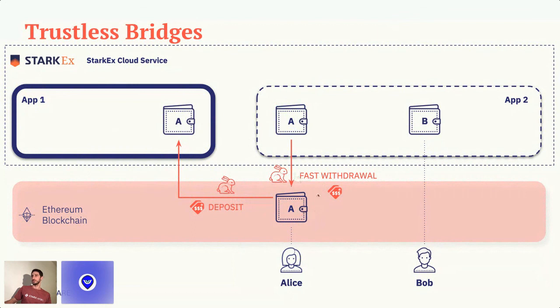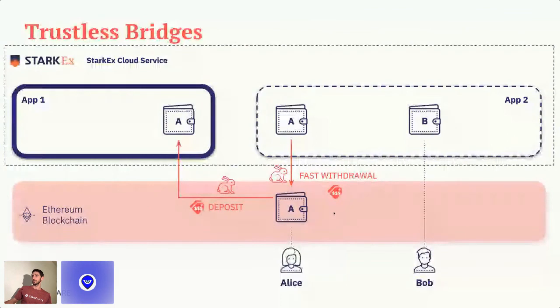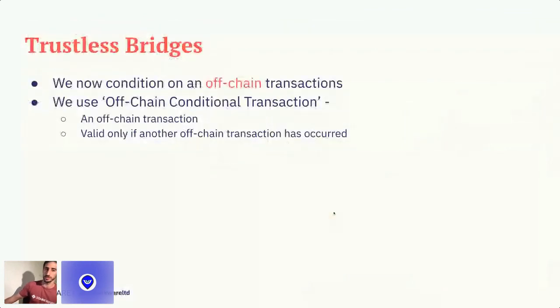The problem with this approach is that, first of all, it costs a lot of money, meaning for each transfer you have to do at least 2 Ethereum transactions, which today is not negligible, and it is also not very fast, because you have to move through Ethereum. And the idea to solve this is also to use conditional transactions, but now we condition on an off-chain transaction. Before we said we condition an off-chain transaction on an Ethereum event. Now we're saying we have an off-chain conditional transaction, where the condition is a different off-chain transaction.